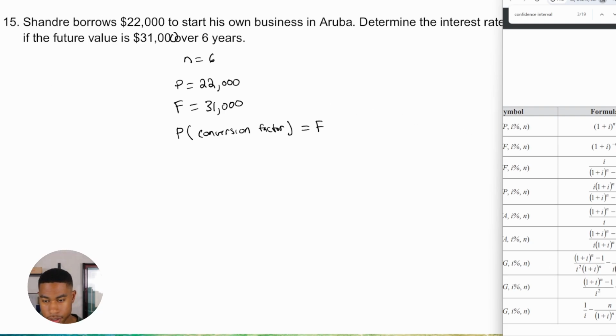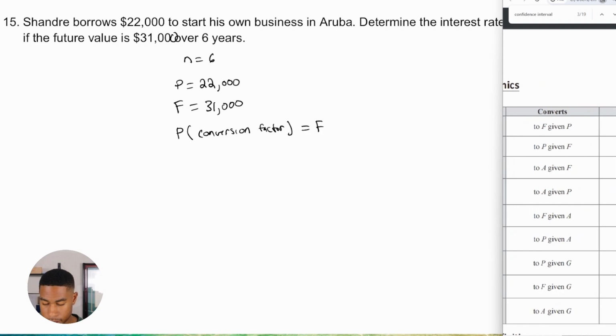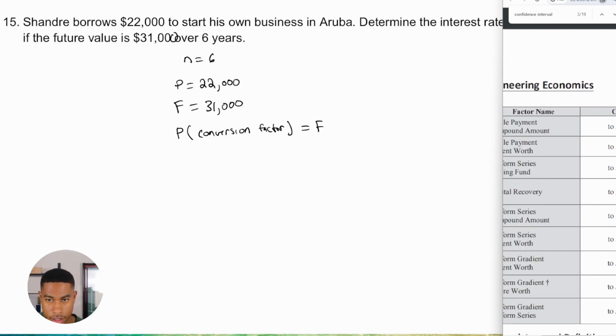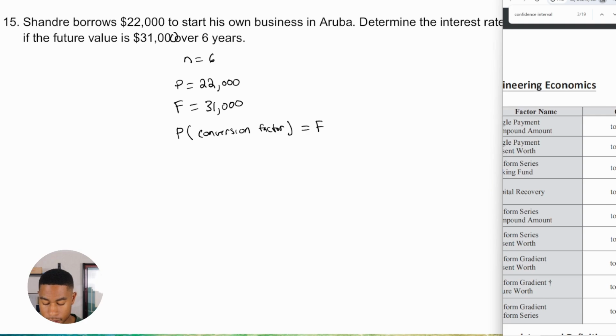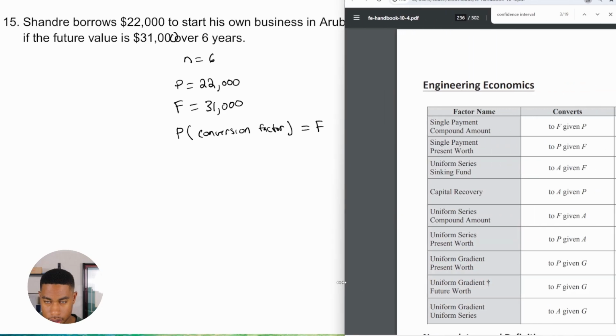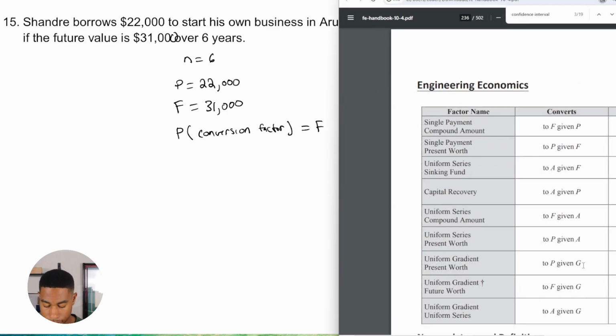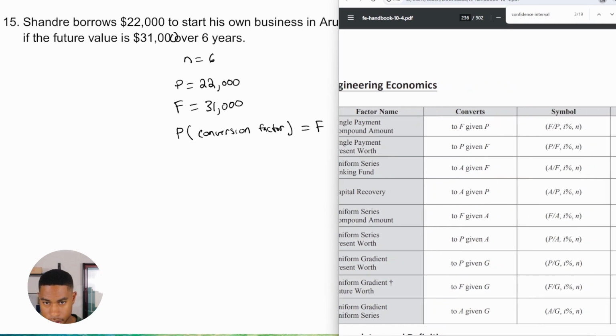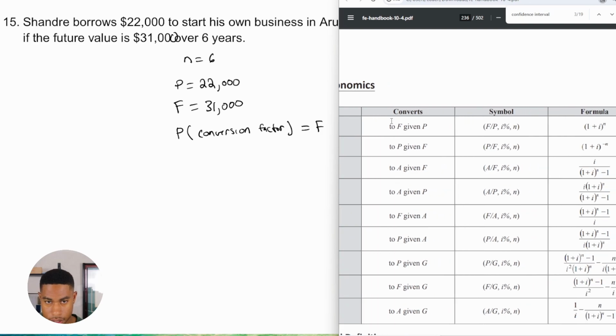So if we take that approach, we can find the interest rate here because we know that the conversion factor is going to be a value that we can solve for. So what is our conversion factor? Well, let's take a look at it. If we have P and we're trying to get to F, then we can use this top one here, F given P. We know that conversion factor is (1 plus i) to the n, right? So P times (1 plus i) to the n is equal to F.